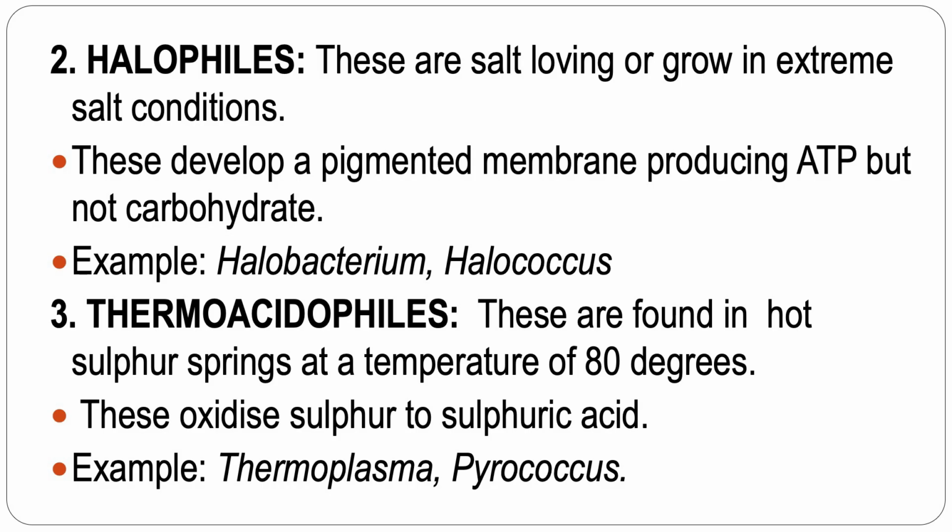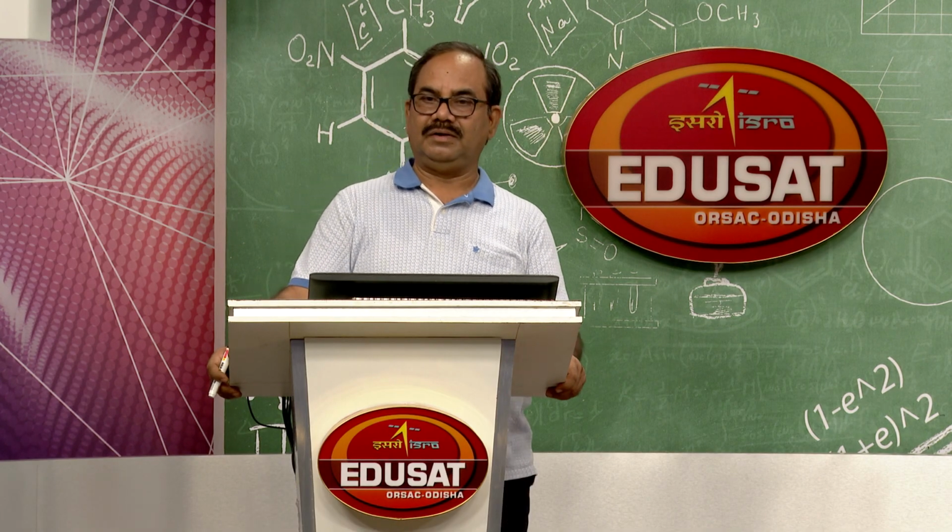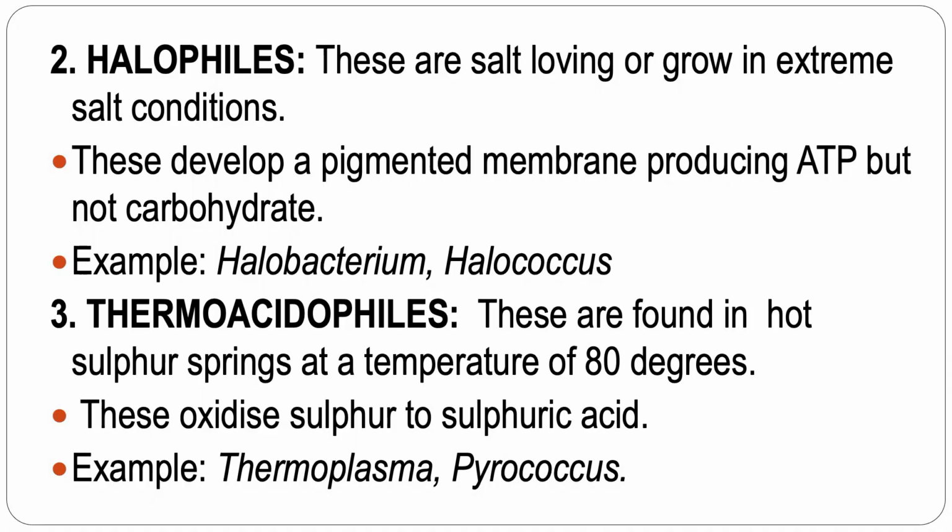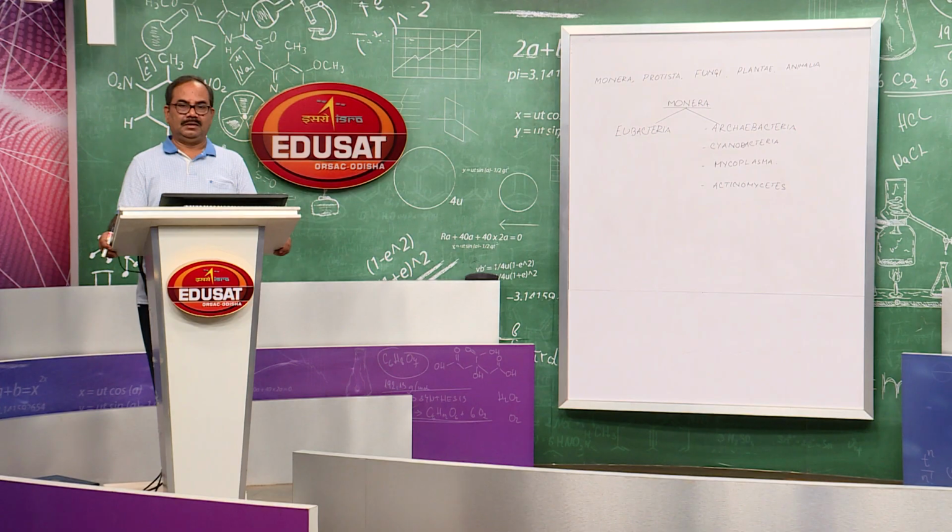Then come the thermoacidophiles. The name comes from high temperature and acid producing. These we find in hot sulfur springs, and the temperature of these springs may be up to 80 degrees. These organisms oxidize sulfur to produce sulfuric acid. The examples are Thermoplasma and Pyrococcus.